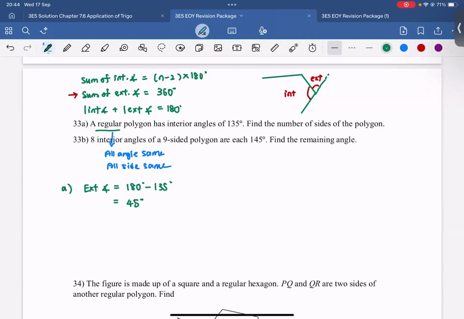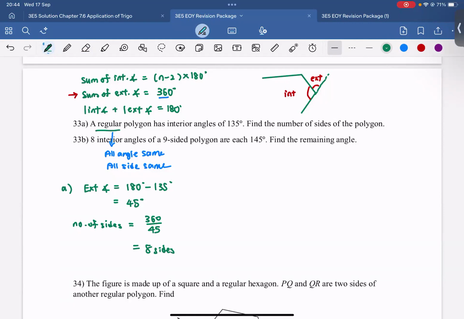All these interior angles and all these exterior angles add up to 360. And if every exterior angle is 45, the number of them is just 360 divided by 45, which is 8 sides.